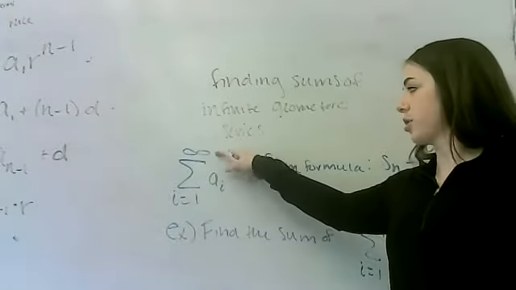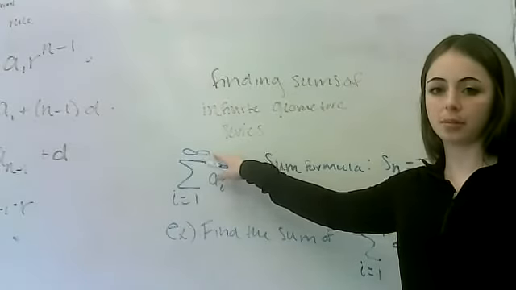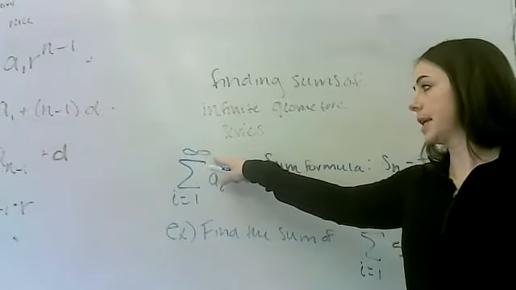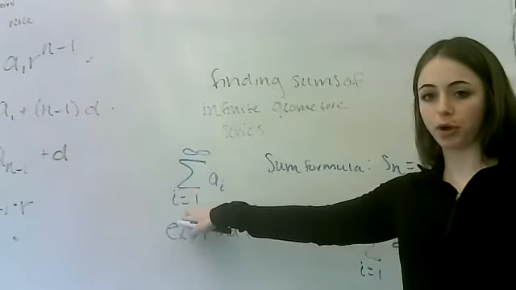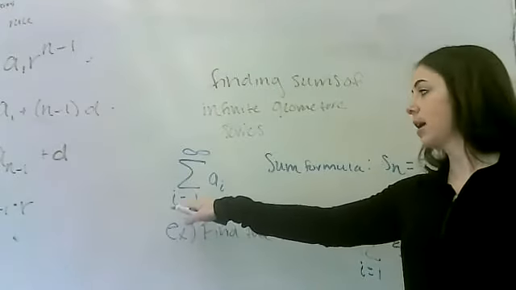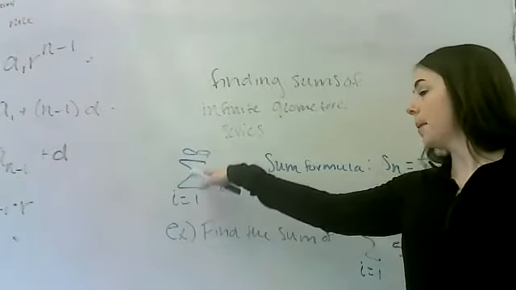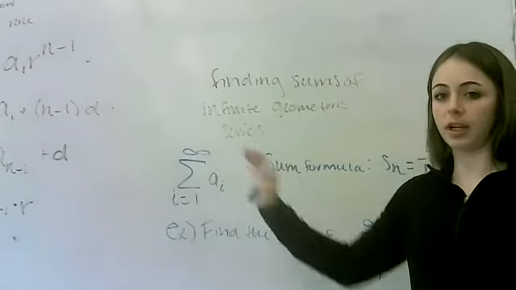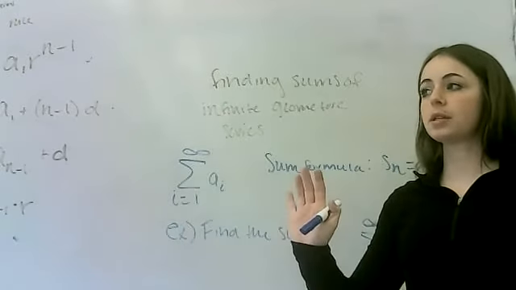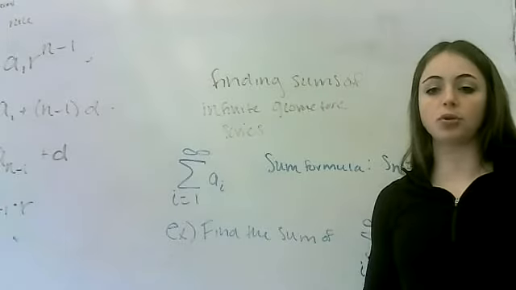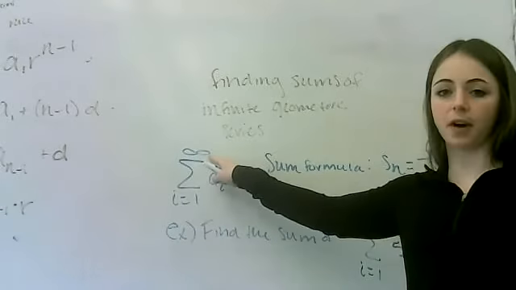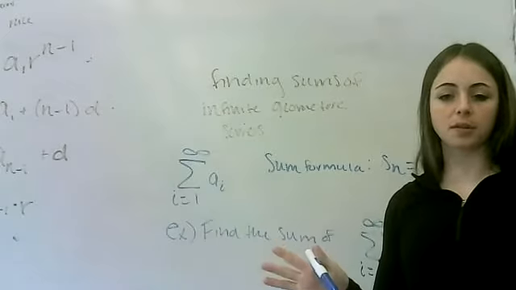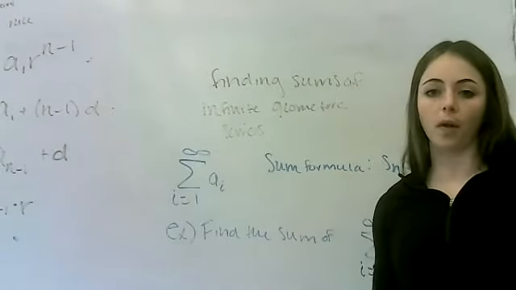series. In summation notation, the top of the sigma would be your ending term, and the bottom of this would be where you start. That's your starting term. So my starting term is 1, but my ending term is infinity. So think about how we would do that usually. Say the starting term is 1 and the ending term is 5. We would find the first 5 terms of that series and add them all up.